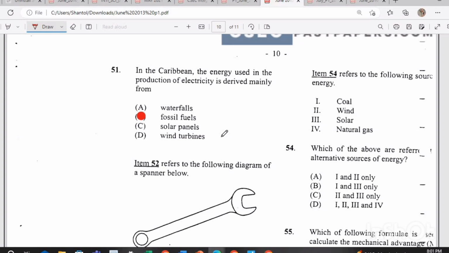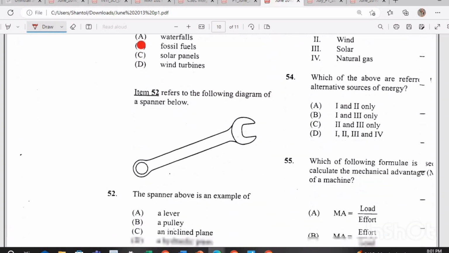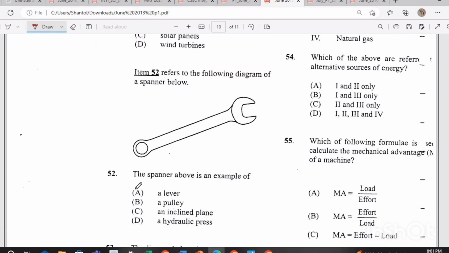Question 52 refers to the following diagram of a spanner below. The spanner above is an example of A. A lever, B. A pulley, C. An inclined plane, or D. A hydraulic press. It's A. A lever.